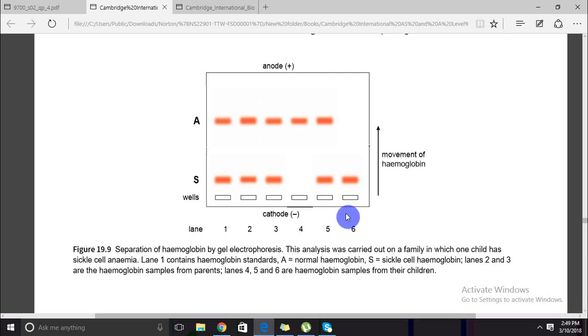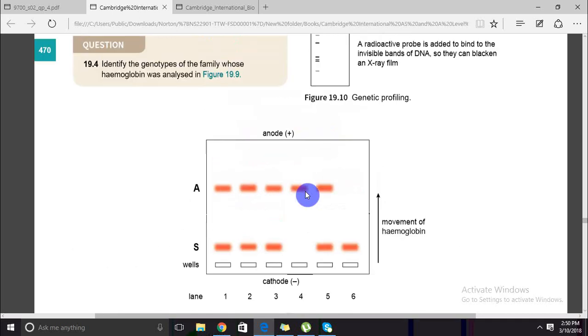However, 6 is not a carrier, it is actually someone with sickle cell, and that means that none of the hemoglobin that he or she produces is normal, and so there is no band over here because both of the alleles are abnormal. A carrier has a normal and an abnormal, and a normal person just has the normal alleles. Both of his alleles are identical and normal.